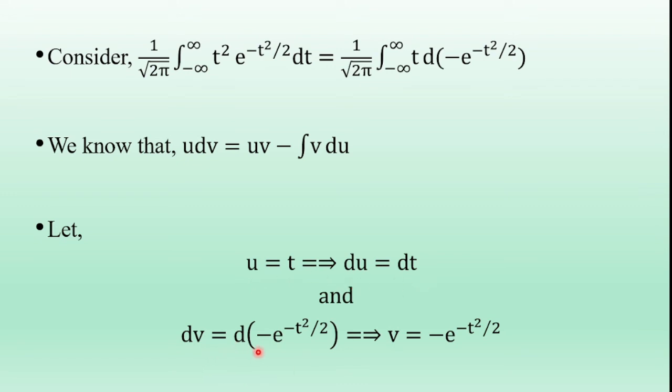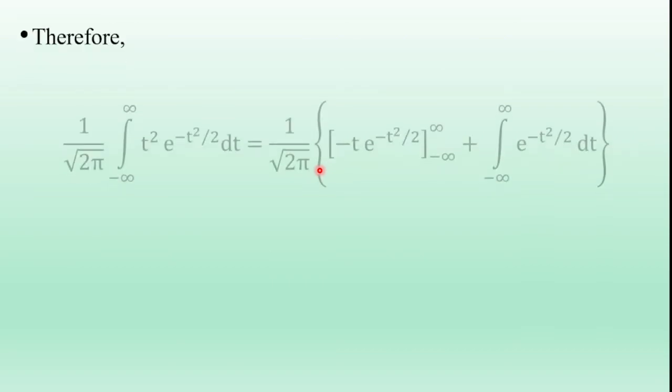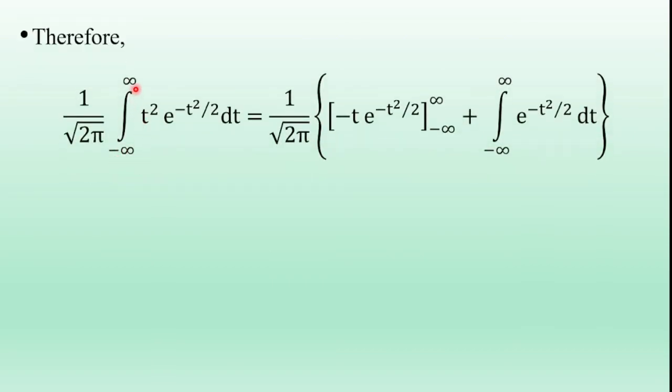Now in this term, on both sides the derivative is cancelled. We get V is equal to minus e power minus t square by 2. So U is equal to t, dV is equal to this, and V is equal to this. Using the expression integral U dV is equal to UV minus integral V dU, substitute the U value, dV value and V value into this equation. Therefore 1 by square root of 2 pi integral minus infinity to infinity t square e power minus t square by 2 dt is equal to 1 by square root of 2 pi into the UV concept.